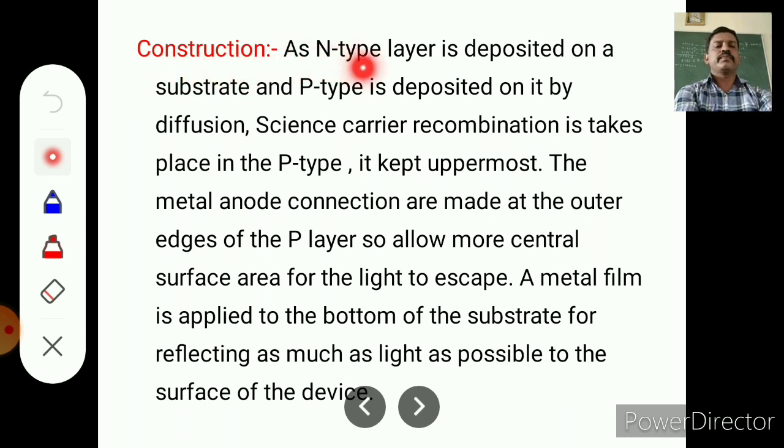Construction: an N-type layer is deposited on a substrate, and the P-type is deposited on it by diffusion. Since carrier recombination takes place in the P-type, it is kept uppermost. The metal anode connections are made at the outer edge of the P layer, so as to allow more central surface area for light to escape. A metal film is applied to the bottom of the substrate for reflecting as much light as possible to the surface of the device.